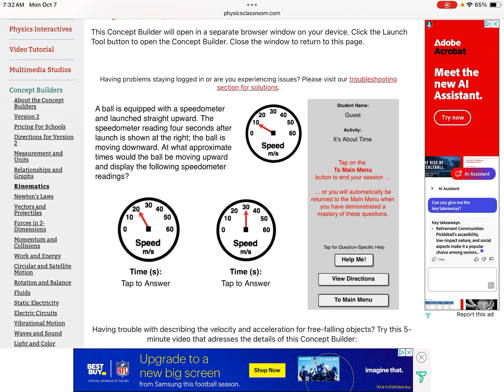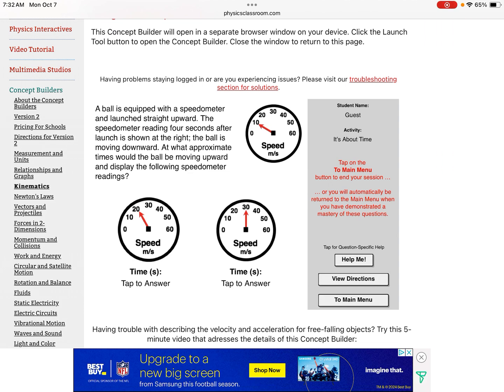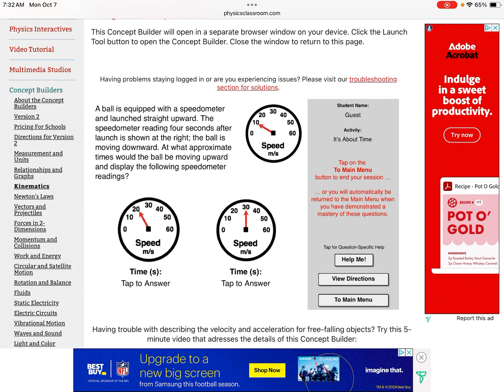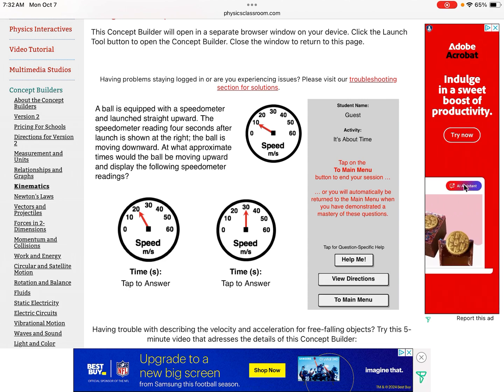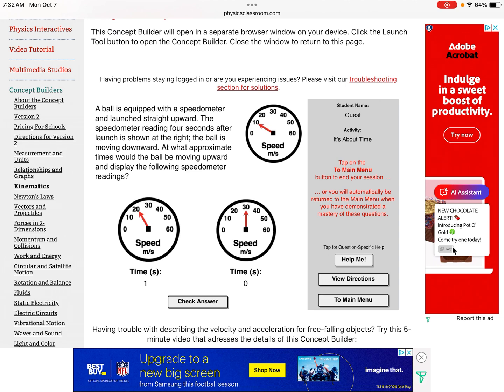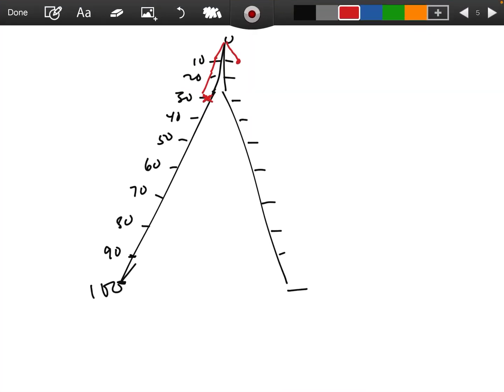And reading the rest of the situation, at what approximate times would the ball be moving upward and display the following speedometer reading? So is the ball moving up or down? Upward at 20, if it started out at 30, it would take 1 second for it to get to 20, and then it's going to go to 10 and 0, and then start falling down. Now, upward at 30, I think it left your hand at 30. So upward at 30.